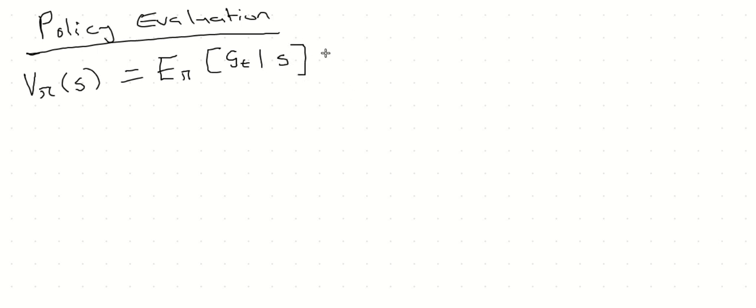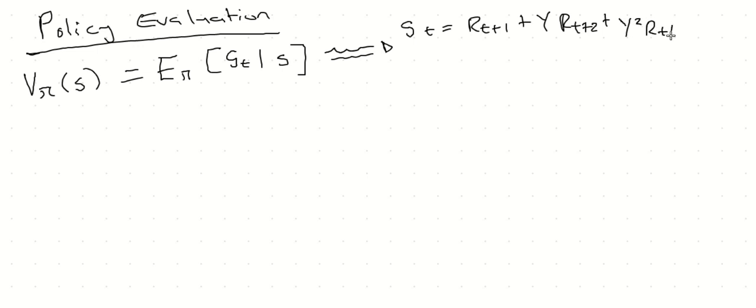So of course, you might wonder to yourself, what does this actually mean? We defined the return as the accumulation of discounted rewards. So I'll just rewrite the formula here: R_{t+1} + gamma R_{t+2} + gamma squared R_{t+3} and so forth. This is how we defined the return.